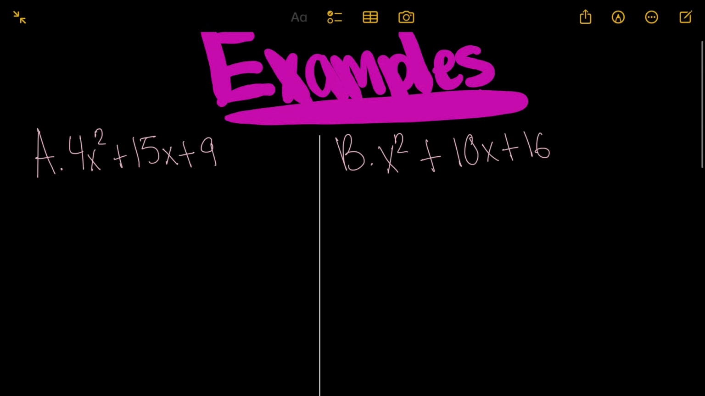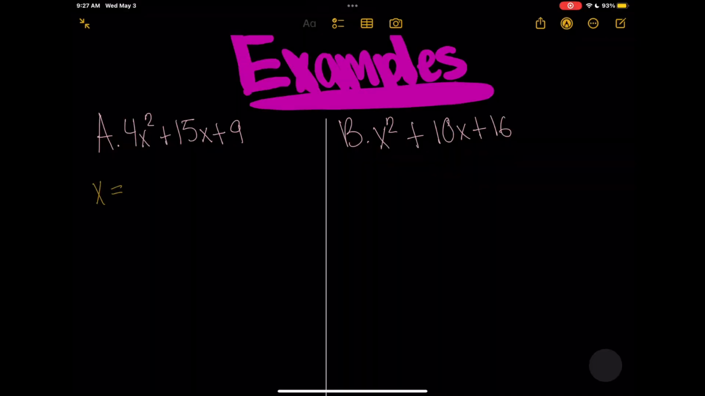The coefficients are the a, the b, and the c, which will be 4, 15, and 9 in the first equation, and 1, 10, and 16 in the second equation. Since we've already identified our coefficients, our next step would be to write down our formula.